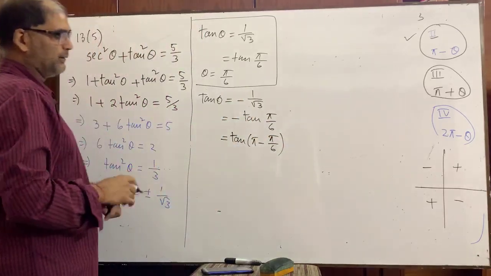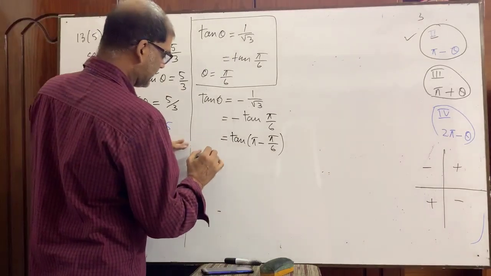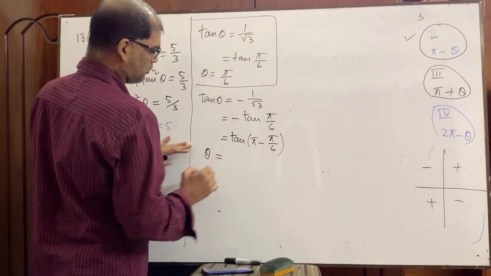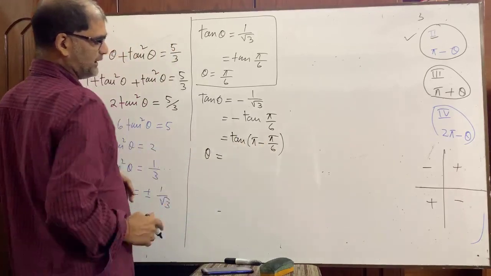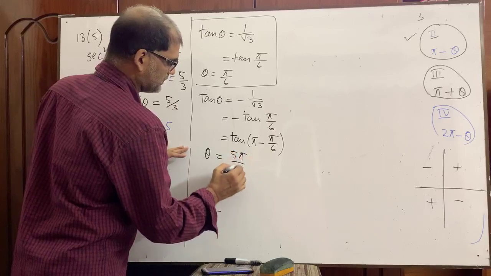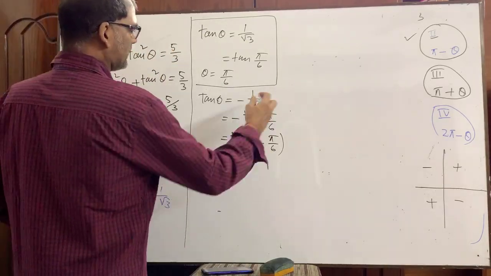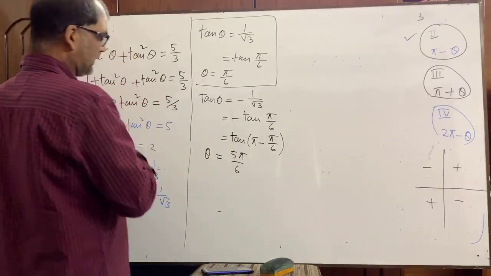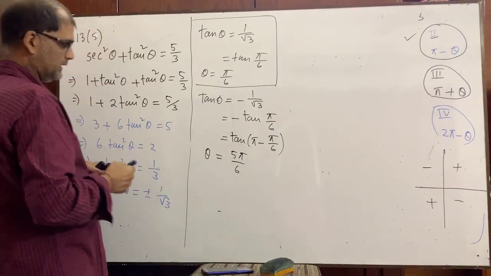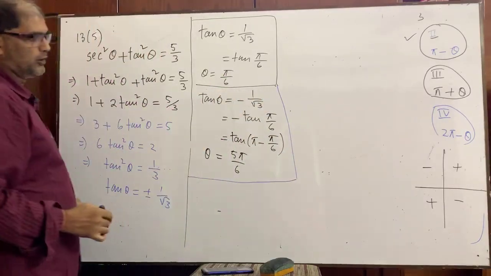Okay, pi minus theta. That means we get theta equals to what? You subtract it: 5 pi by 6. So we have got the value in the second quadrant. It is in the second quadrant. Okay.